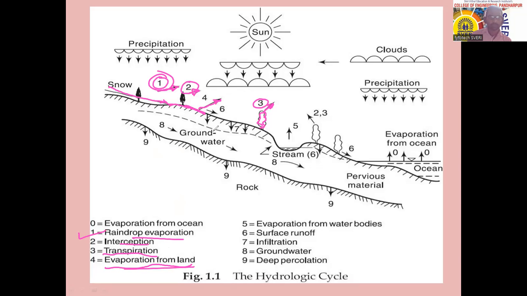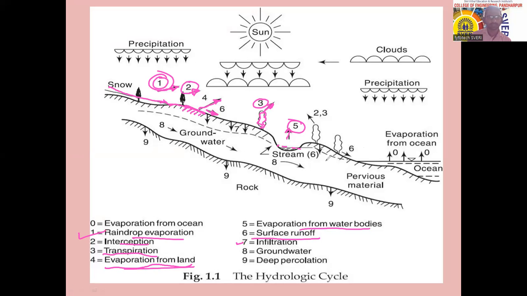Then, after this point, evaporation from the water bodies. Wherever there are water bodies, like pond, river and all, the water is also evaporated. So that is evaporation from the water bodies. Then the sixth one is surface runoff. After the absorption of the voids and all, the water is flowing, correct? So this is surface runoff. Then the seventh one is infiltration.